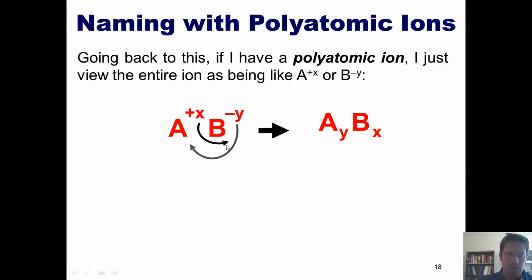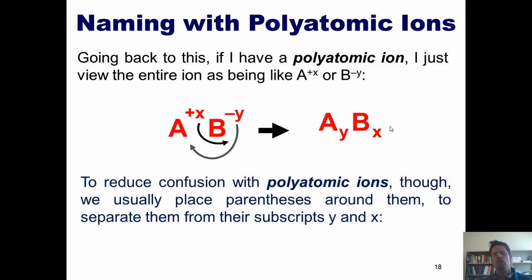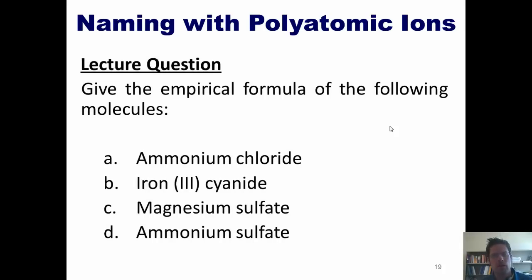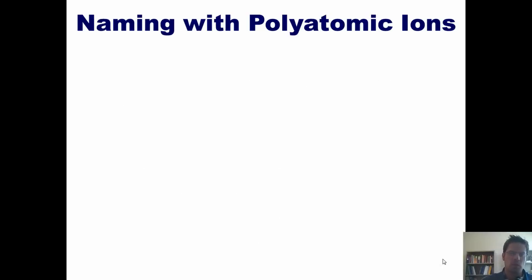You remember us doing this before with our earlier ionic examples. We do the exact same thing, except we substitute A or B with the entire formula of whatever the polyatomic ion is. Now, to reduce confusion with polyatomic ions, we usually place parentheses around them to separate them from their subscripts, Y and X, like this. Let's take a look at this example. Give the empirical formula of the following molecules. I have 4 examples you can look at: ammonium chloride, iron 3 cyanide, magnesium sulfate, and ammonium sulfate. And I will address a couple of them right now. Let's start with the first one, ammonium chloride.